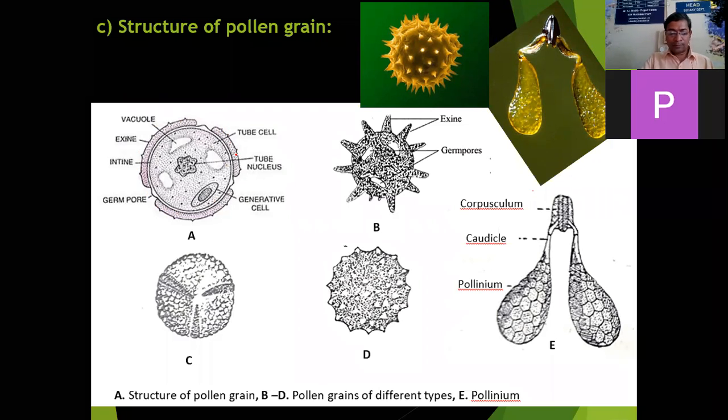So this exine possesses different types of ornamentation in some species. That is, in some species, in some plants, the structure of the exine shows ornamentation in this manner. So here, this pollen grain that you see at the top in yellow color belongs to hibiscus, and in sunflower also.